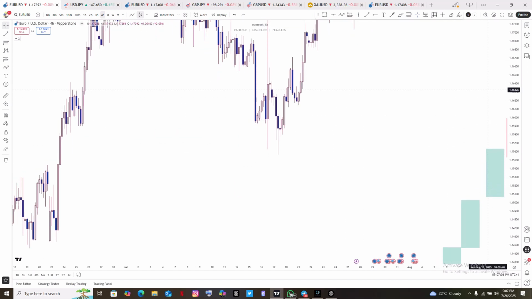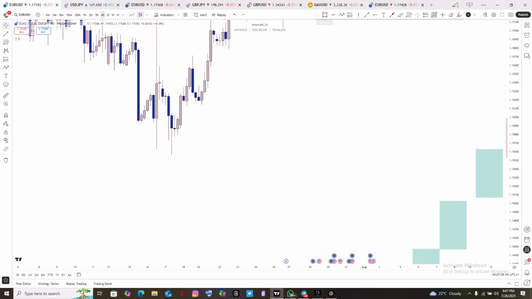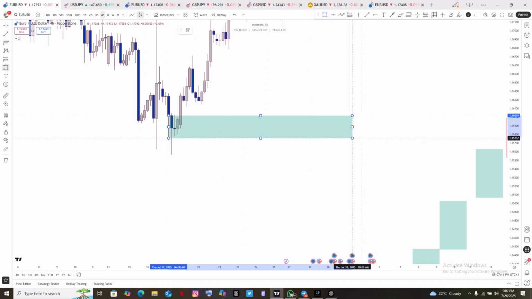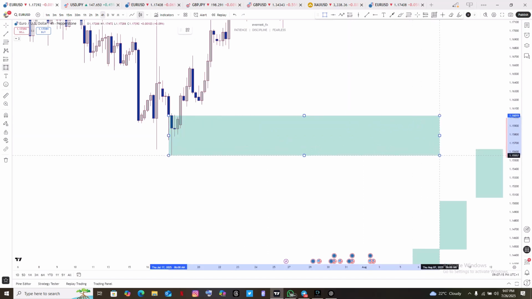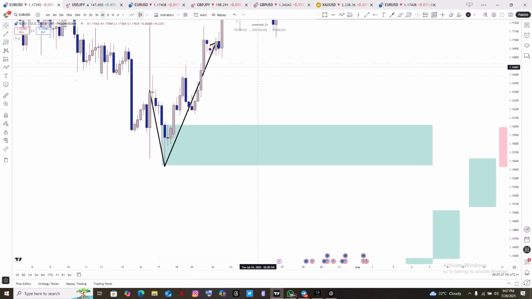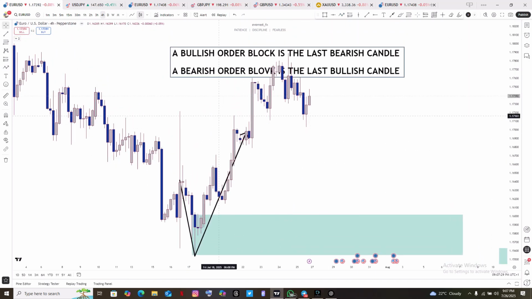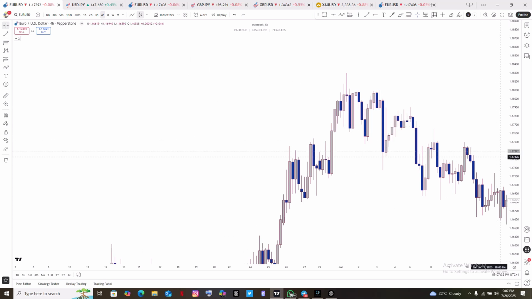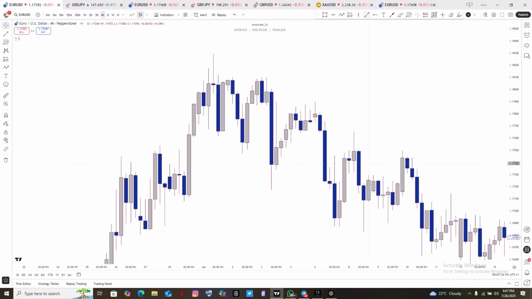Here is an example. This is an order block. This is the last bearish candle before a move to the upside. This is a bearish order block. Let me show you a bullish order block. A bullish order block is the last candle before a move to the downside.